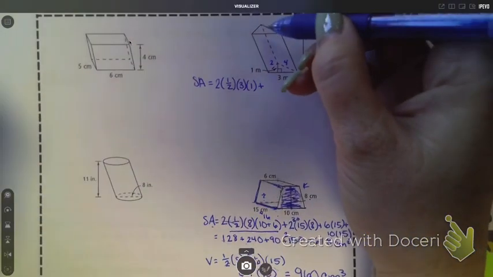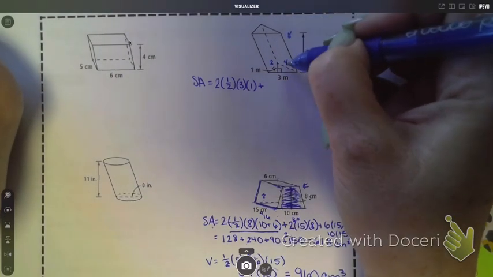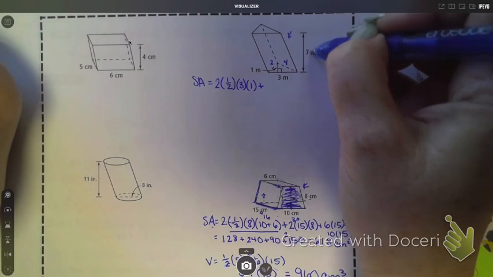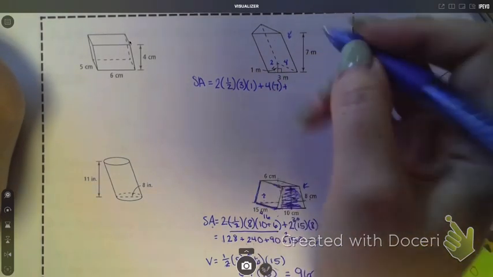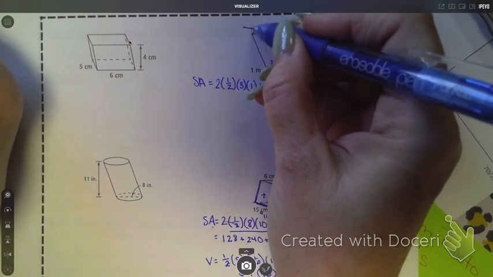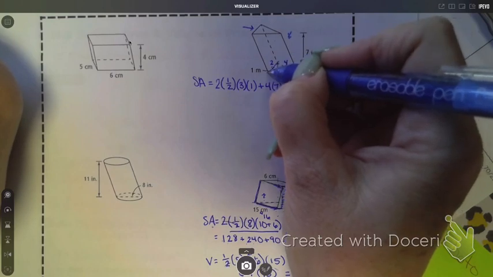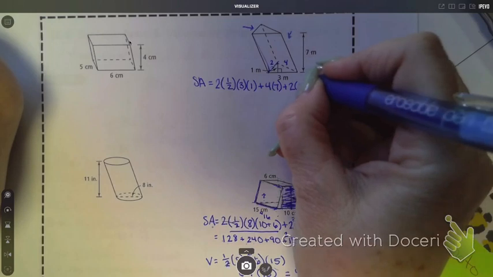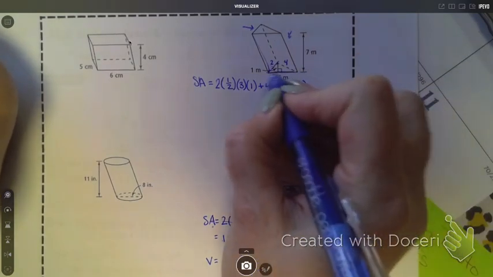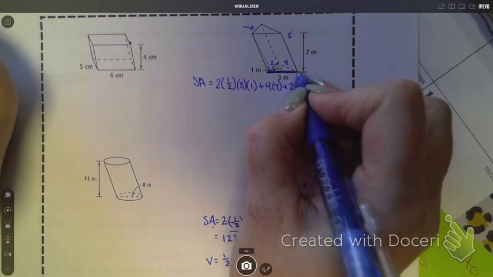Let's do this back one over here. The back, where the 4 is. It is 4 by what? 7. So 4 times 7. What about this one over here, this side right here? 2 by 7. The height is 7 on them. And the front piece is what? 3 by 7.